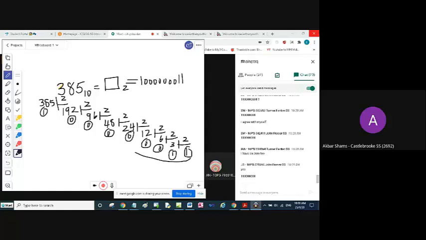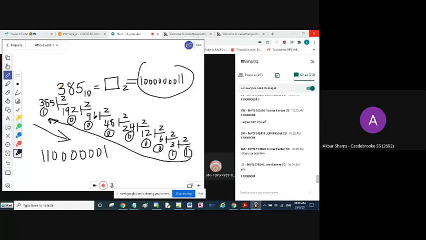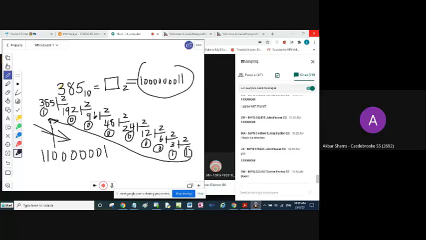So the answer is bottom up. So the answer is 1, 1, 0, 0, 0, 0, 0, 0, and 1. So this answer that you got, you made a mistake. You are going from top down. No, this is not the way. You go from bottom up. So this means 385 in base 10 is the same as 11, 6 zeros, 1.